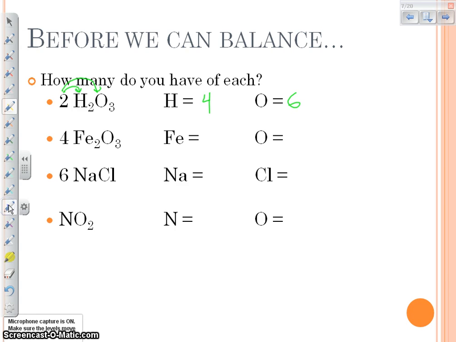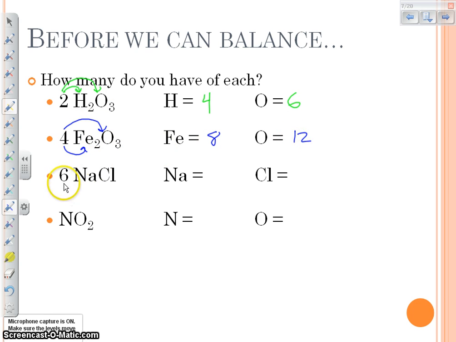So now that you've attempted the next 3, let's walk through them. This 4 is going to kick through to the iron. So 4 times 2 gives me 8 irons. And this 4 kicks through to the oxygen. So 4 times 3 gives me 12 oxygens.